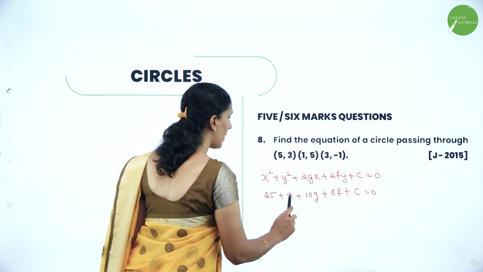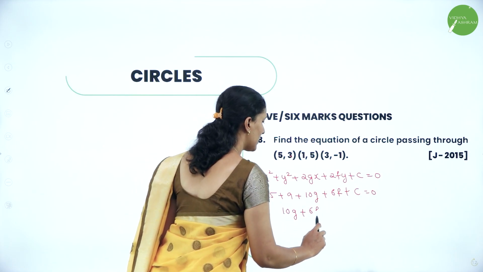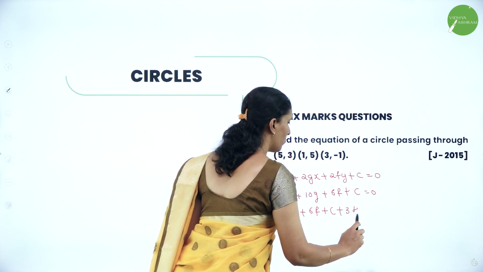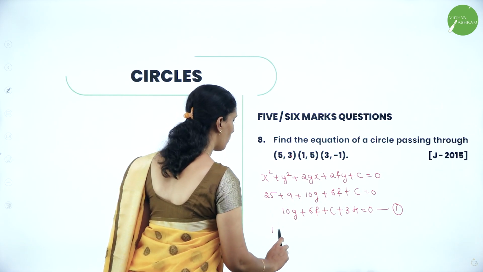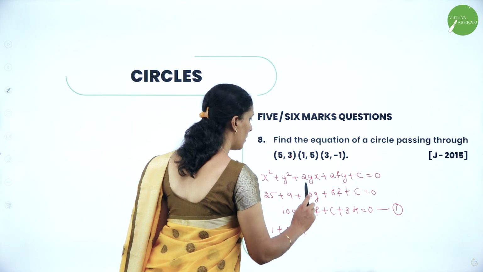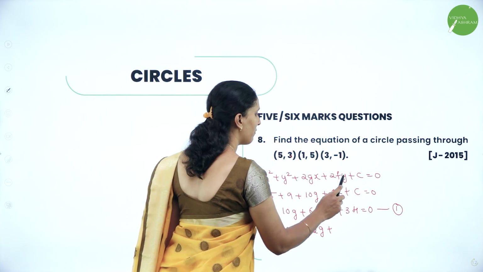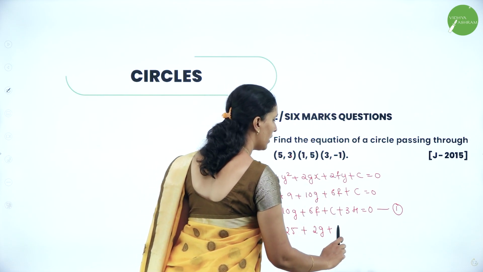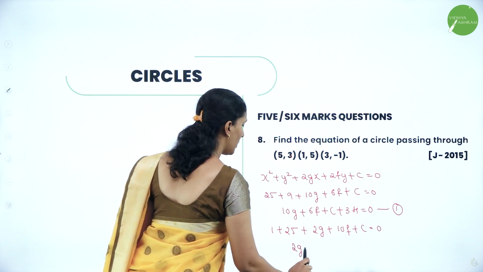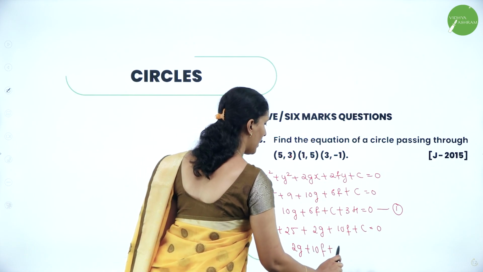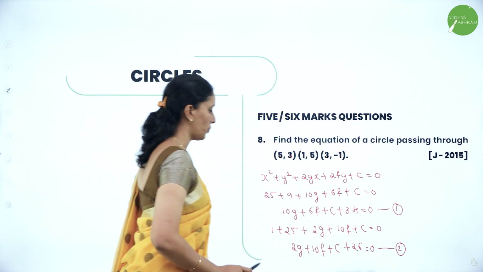So we'll get 25 plus 9 as 34. So we'll get 10g plus 6f plus c plus 34 is equal to 0. Let's take this as equation 1. Now taking (1, 5), we'll get 1 plus 25 plus 2gx plus 2fy, that is the y value, 5, so 10f plus c is equal to 0. So we'll get 2g plus 10f plus c plus 26 is equal to 0. Take this as equation 2.